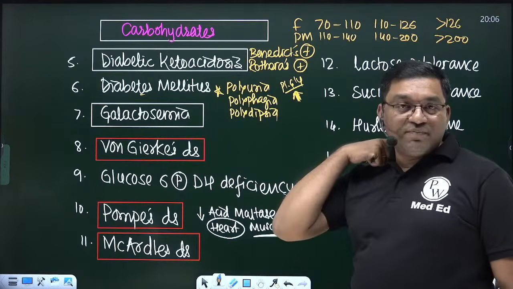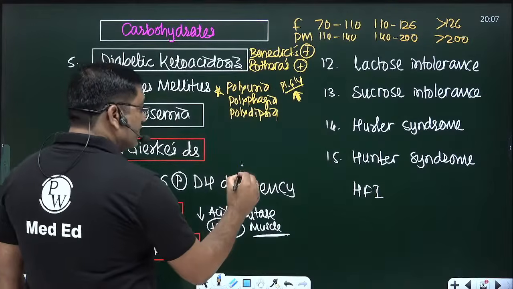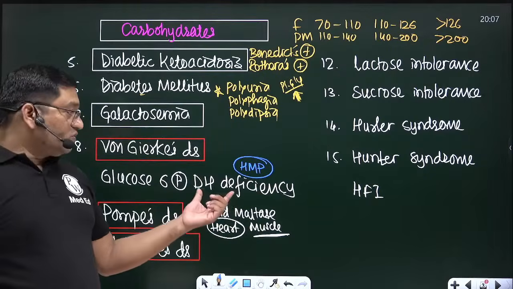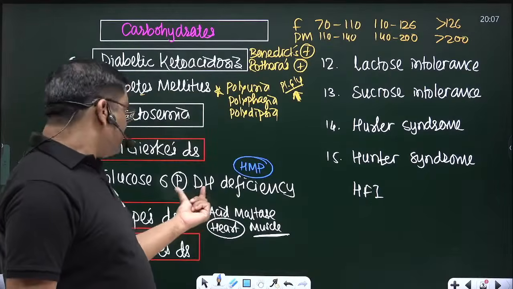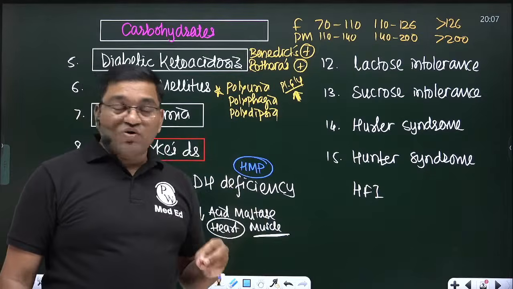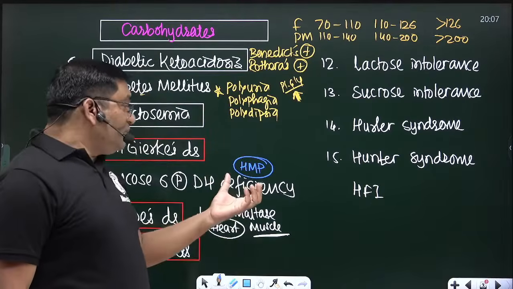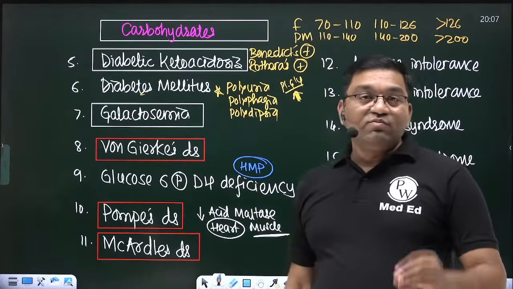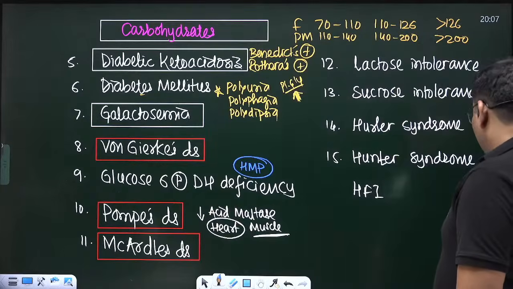Then G6PD deficiency. It is related with the HMP shunt, hexose monophosphate shunt, glucose 6 phosphate dehydrogenase deficiency. It is an X-linked recessive disorder, mostly affecting males. It is related with NADPH production, meaning if there is G6PD deficiency, there is a decrease in NADPH production. NADPH is required for antioxidant function, and it prevents the hemolysis of RBCs. In absence of this, in G6PD deficiency, just wait, we'll discuss this.